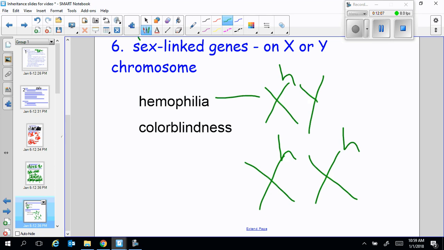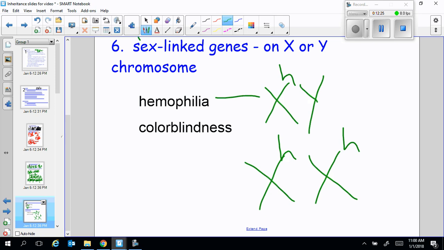That means I had to have a dad with hemophilia. You cannot be a daughter with hemophilia if your dad does not have it. All right, because you have to get that little H from your dad. You didn't get a Y from your dad, so your dad would have to have that trait. Or you could do the same thing for color blindness.